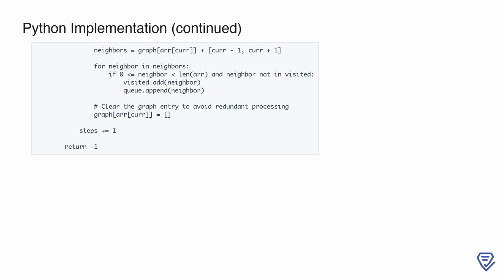After processing all neighbors for the current level, we increment the step counter, as this represents moving one level deeper in the BFS. If the while loop exits without finding a solution, we return -1 to indicate that reaching the last index is not possible, though this scenario is unlikely given the problem constraints. This concludes the implementation of the minJumps function.